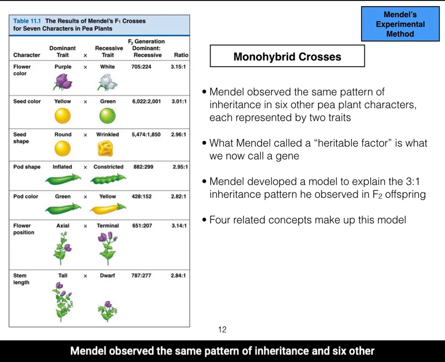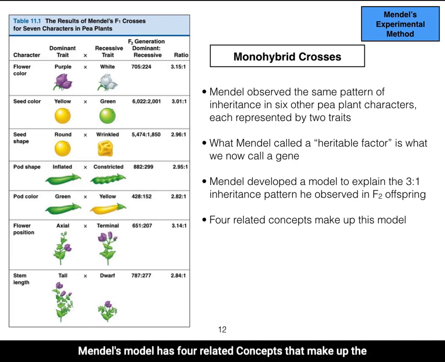Mendel observed the same pattern of inheritance in 6 other pea plant characters represented by 2 traits. You can find them all listed here in the table. Keep in mind that during this time, the idea of genes was unknown. Therefore, this factor that Mendel was tracking was actually genes. He ultimately developed a model to explain the 3:1 inheritance produced in the F2 generation.